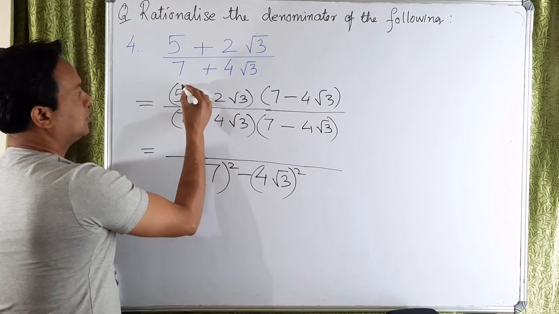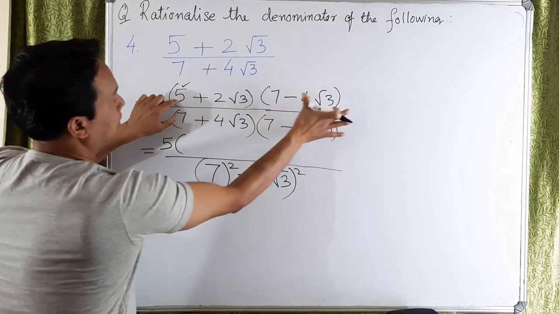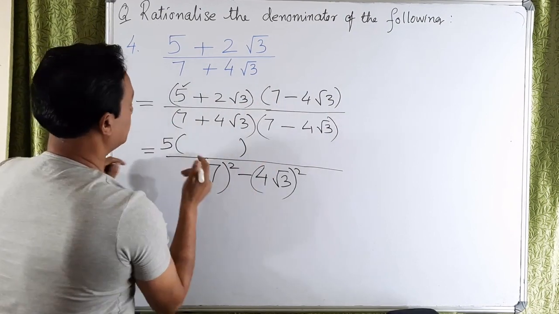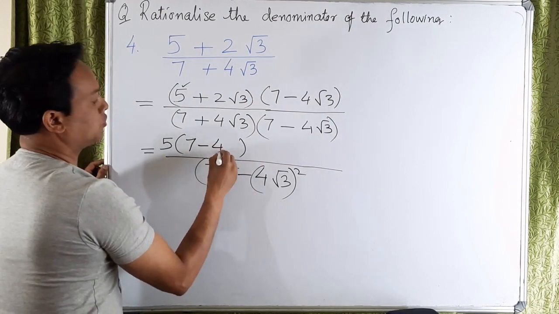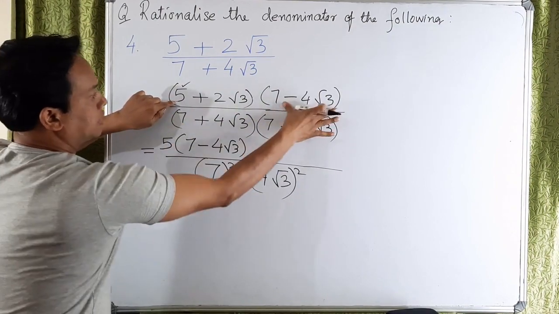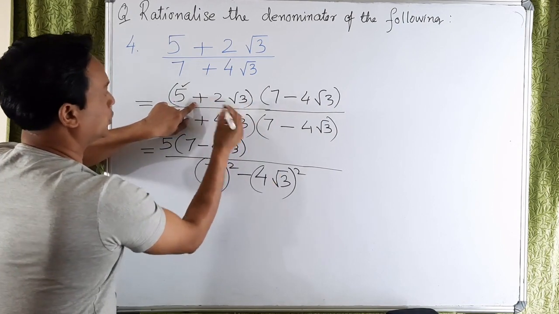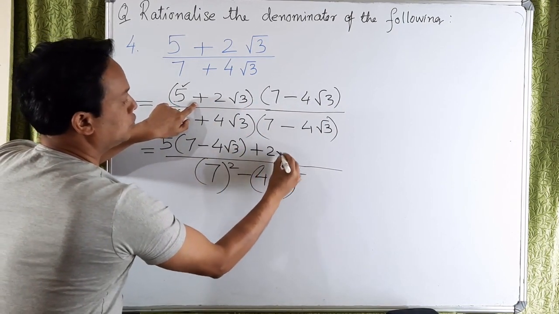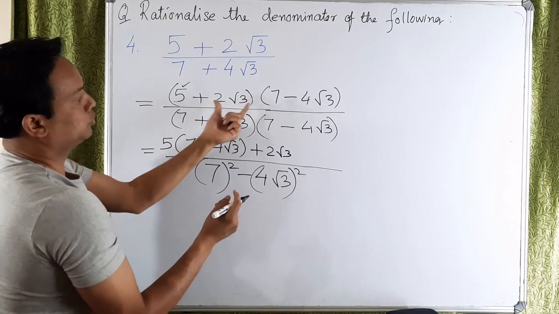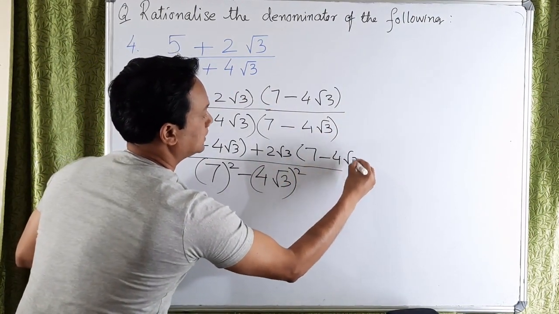How do we multiply? The first number here is 5. Let's write 5. 5 will first multiply with these two numbers. What are these two numbers? 7 minus 4 root 3. First I have taken 5, multiplying this 7 minus 4 root 3 here. Then I'll write the second number. What is the second number here? This, along with the sign: plus 2 root 3. This plus 2 root 3 will now multiply with 7 minus 4 root 3.